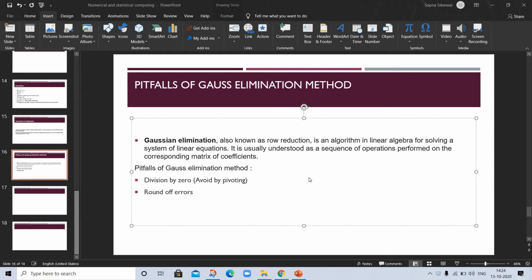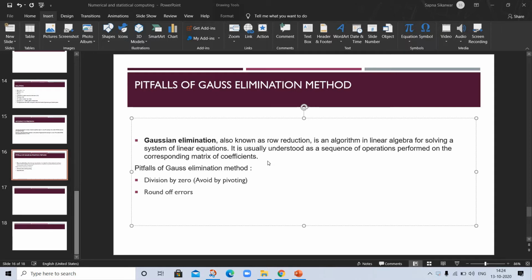Pitfalls of Gauss elimination method. This question is very important and it comes up. I saw this question many times in previous year question papers, so I thought I will discuss the answer of this question.